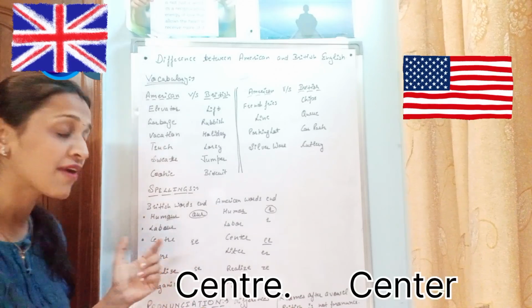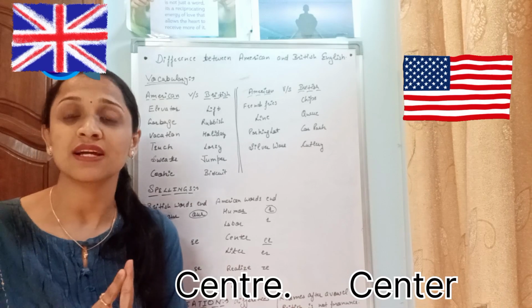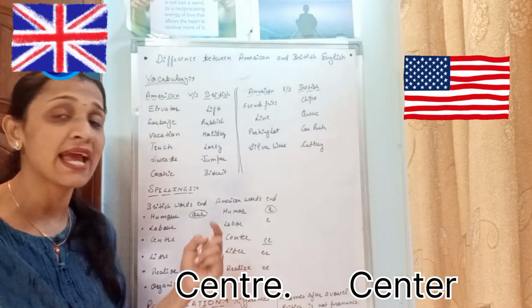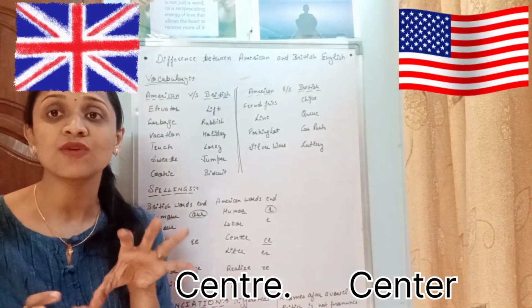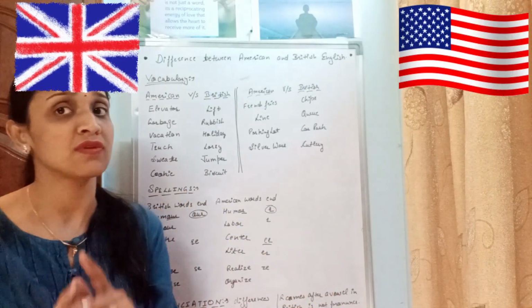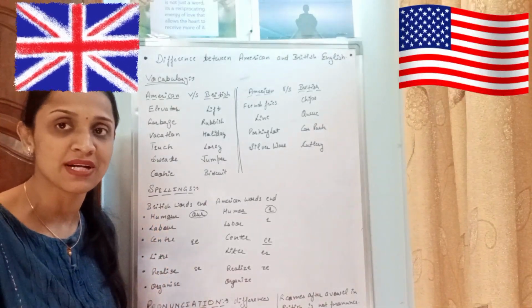The next one, when the words end with RE, that is used in the British English. And when the words end with ER, that is used in the American English. For example, center, the word is same, but if the spelling ends with RE, that is in the British English.